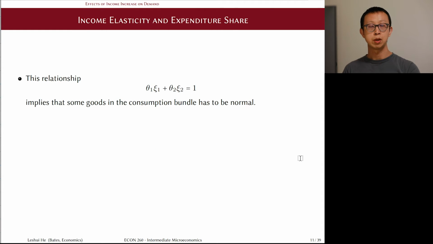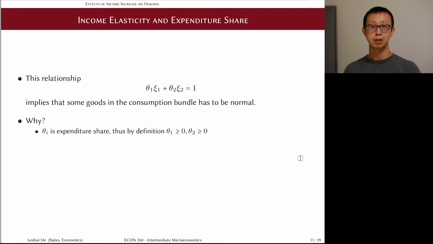One implication of this expression is exactly our previous remark, which says that at least some good in the consumption bundle must be a normal good. But why does this expression give you that result? The upcoming argument is called a proof by contradiction. Let's first suppose that both goods are inferior. Then their income elasticities are both negative. As a result, their weighted sum must be a negative value. But then it becomes a contradiction to this expression we just proved, which we know has to be true.